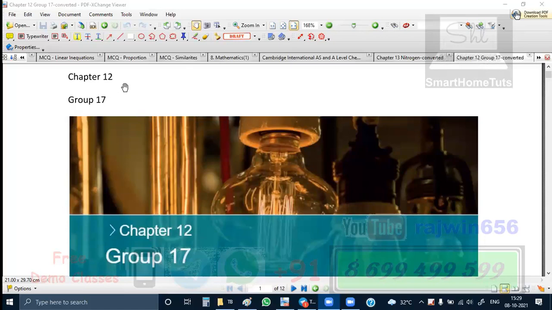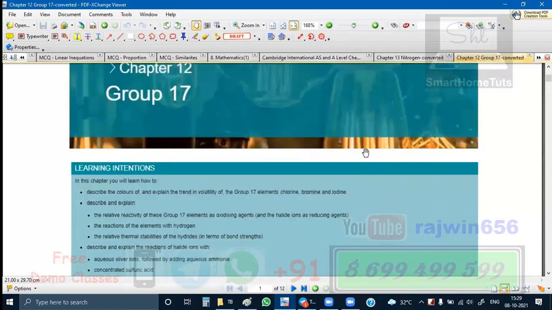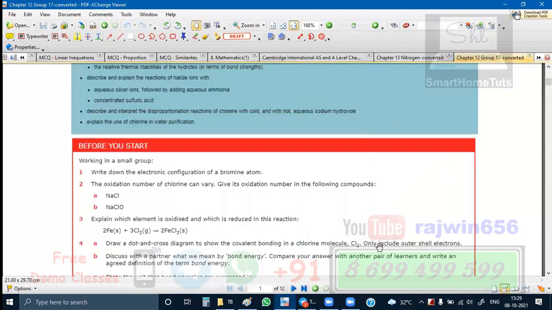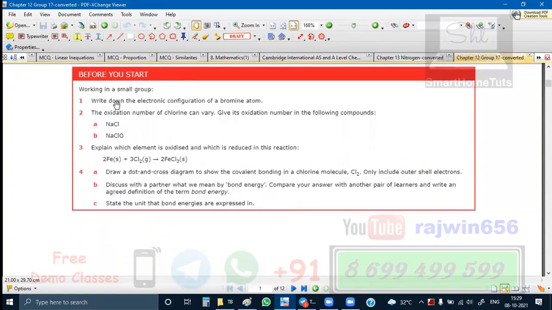Okay, we are starting with chapter 12, that is group 17. This is about halogens. So these are all the things that we are going to look into. Before we start, write down the electronic configuration of bromine atom.